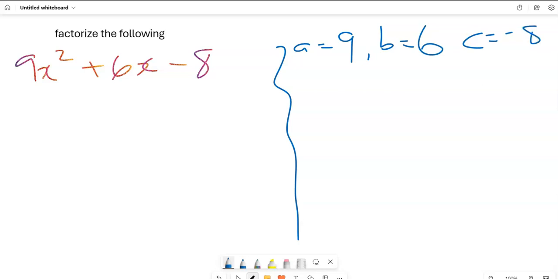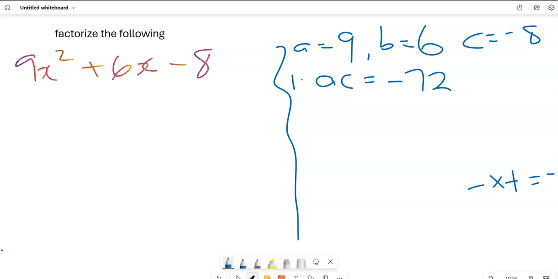Great. Then, official step 1. Calculate AC, which is to multiply A by C. So that's 9 multiplied by negative 8. And what is that? Negative 72. And negative times a positive is negative. Alright, so if you don't know your timetable, this might be a bit of a challenge for you. I hope you know your timetable. So we need two numbers, two factors. When we multiply them, we get negative 72. And when we add or subtract them, we get positive 6.